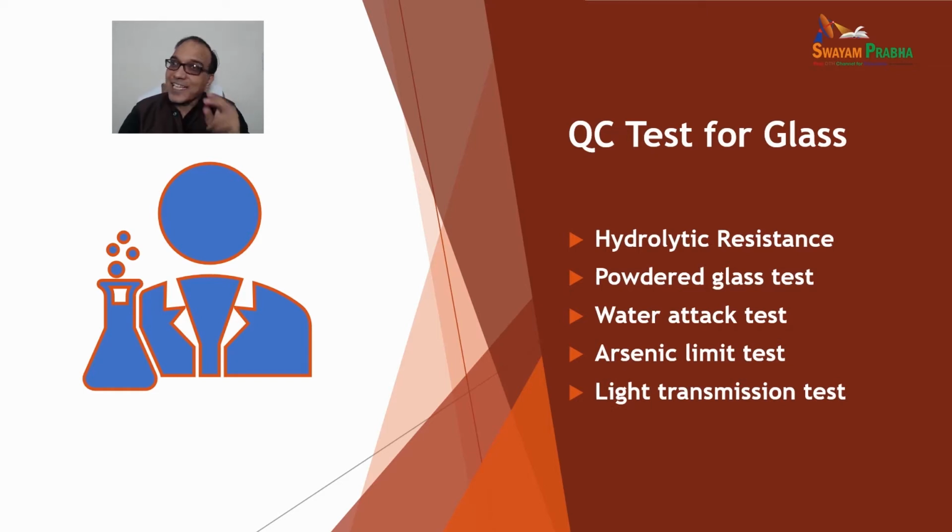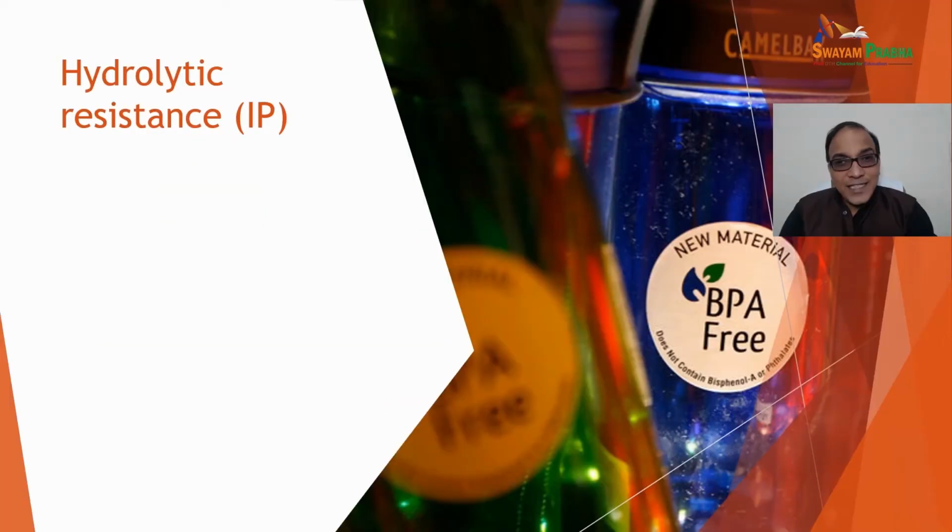And the light transmission test is another one. Remember these overall 5 tests: hydrolytic resistance, powdered glass test, water test, arsenic limit test, and light transmission. Now let's take the very first glass test, that is the hydrolytic resistance test.